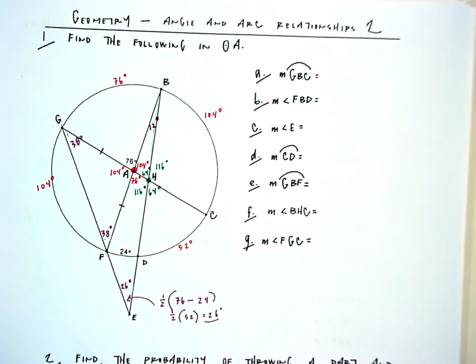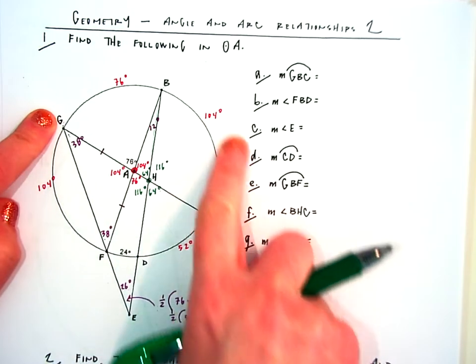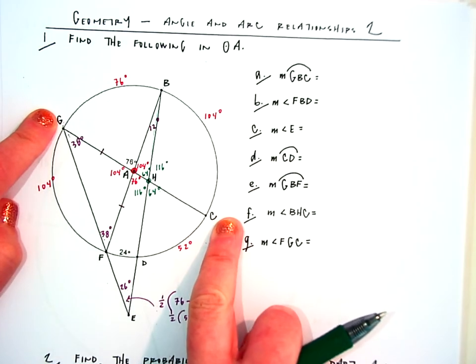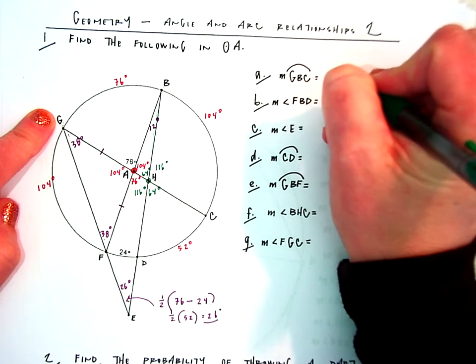All right, I think I filled up everything that's possible to fill up. So now I'm just going to fill in the blanks. So GBC, right here, endpoints GC. I'm looking at this arc right here, and that's really a semicircle. So that has to be 180 degrees.